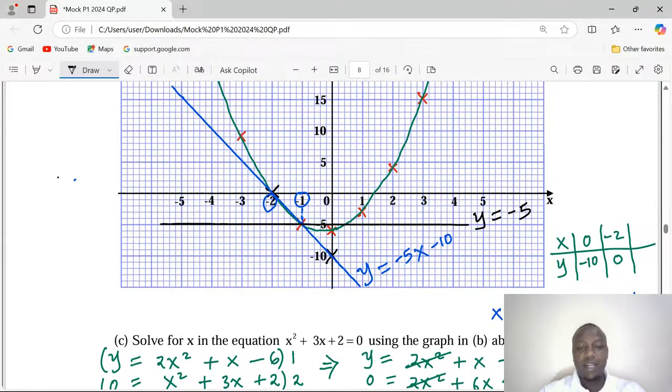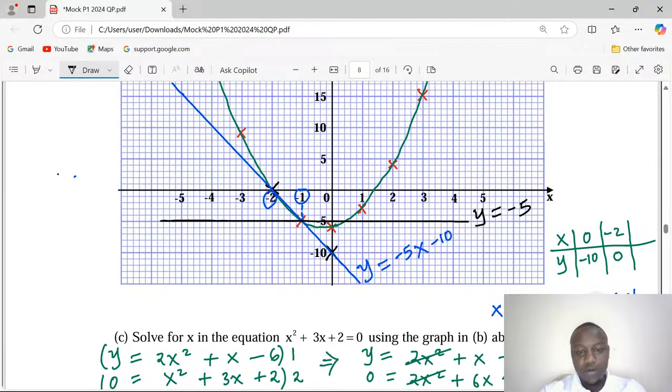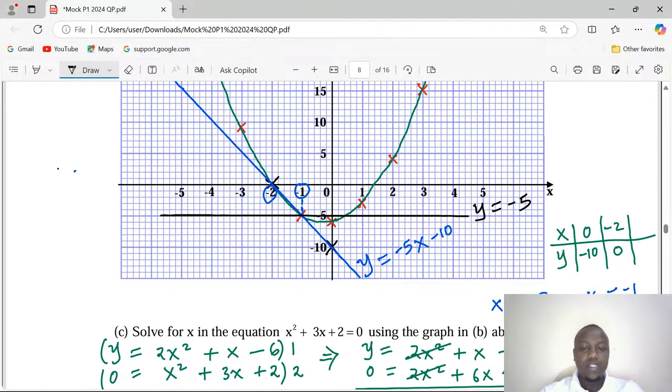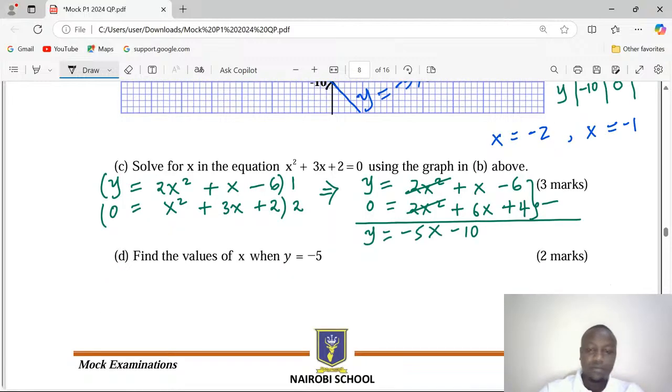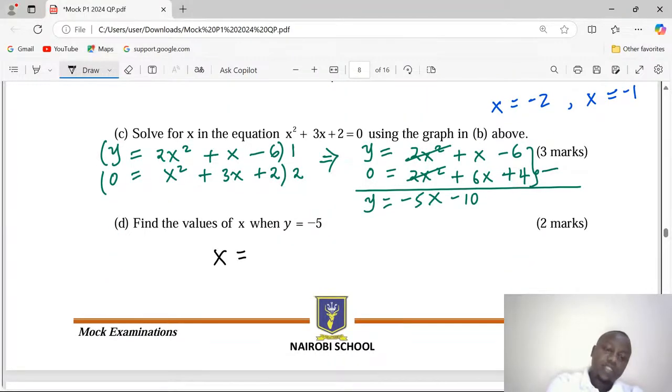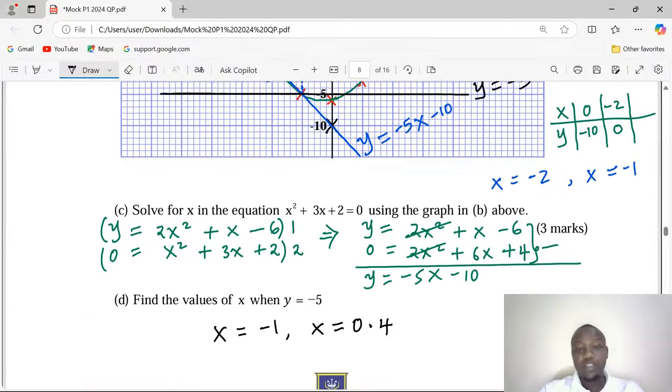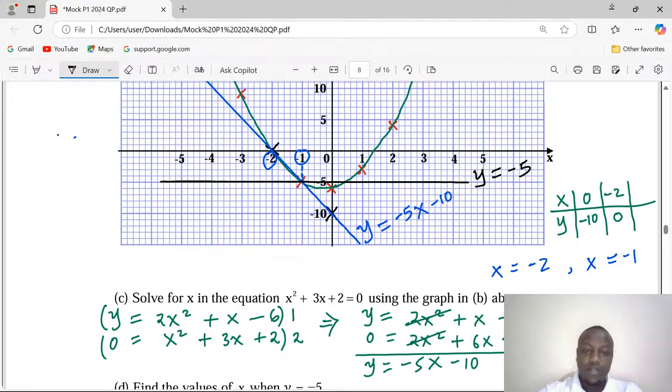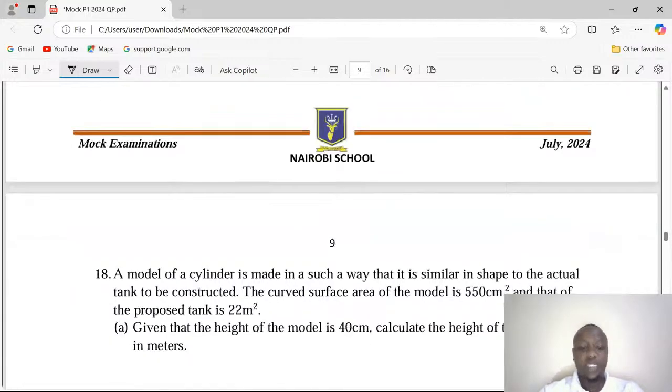The values of x are negative 1 and also positive 0.4. X equals negative 1, x equals positive 0.4. Yes, positive 0.4 when you look keenly, because the line is cutting the graph at this point. So this is 0.4. Again, it cuts the graph at negative 1. So those are the values that we wanted.